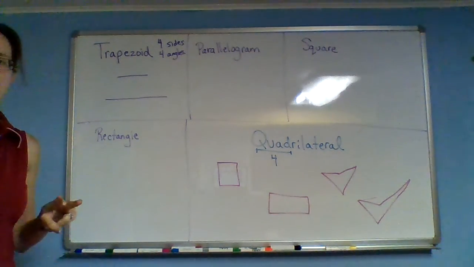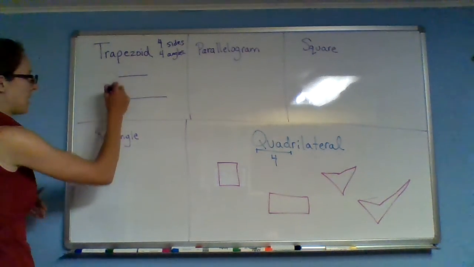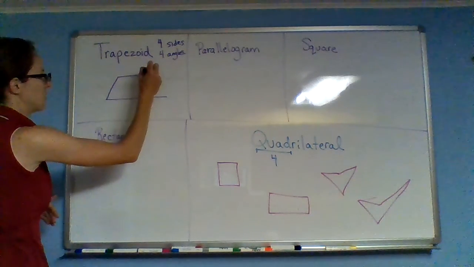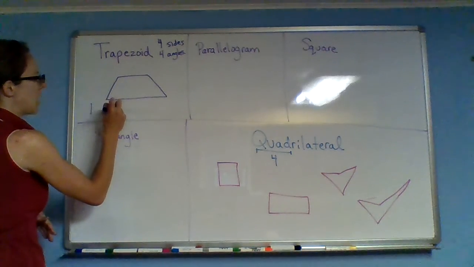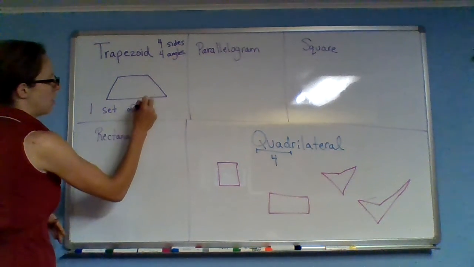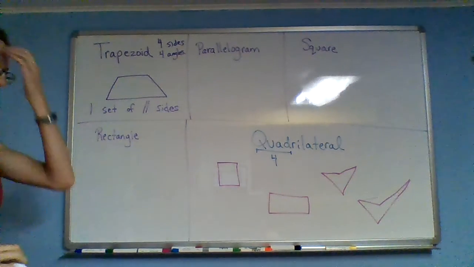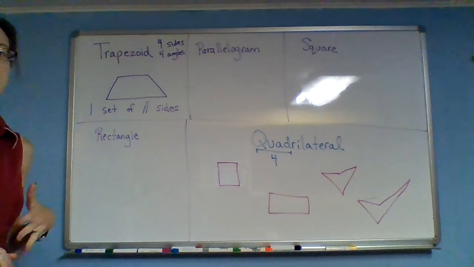The other two sides of that trapezoid can't be parallel. So they can't be straight up and down. You would have to have something maybe like this. So you have exactly one set of parallel sides in a trapezoid, and the other set of sides don't get to be parallel. They have to be something else.